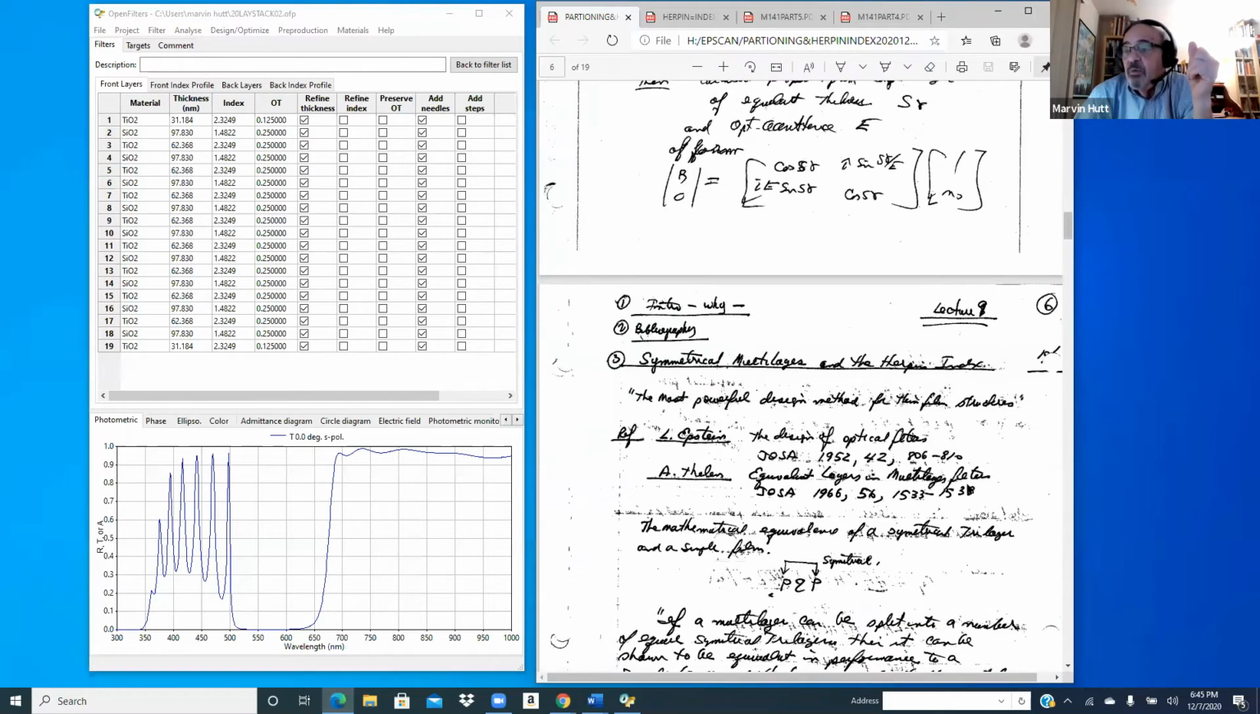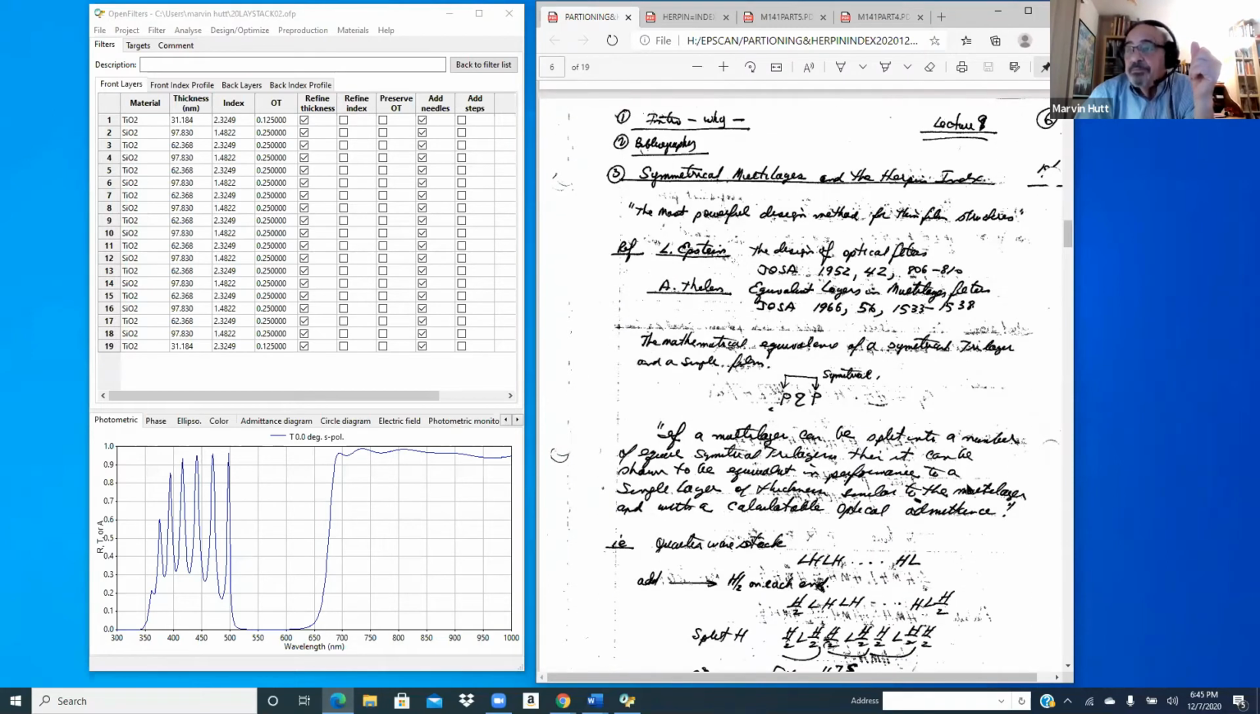So here it is. Now here is the work of Epstein and Thelen, Alfred Thelen. This is 1952 and 1966. People, this is stuff which is reasonably current. I will also tell you that most people in optics have never even studied this.